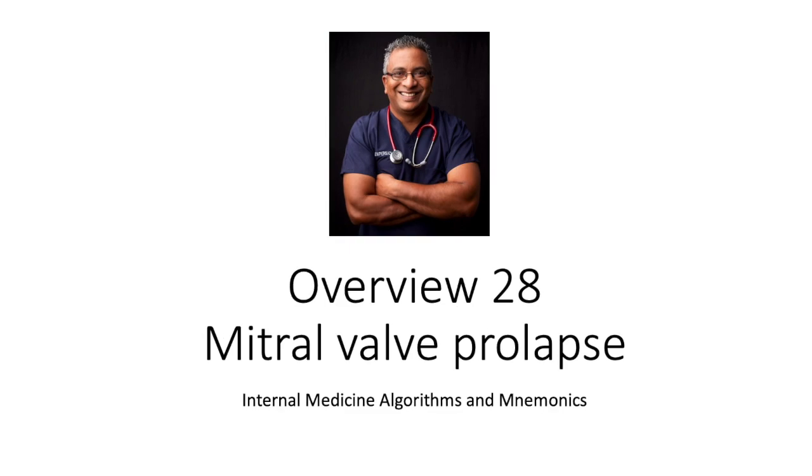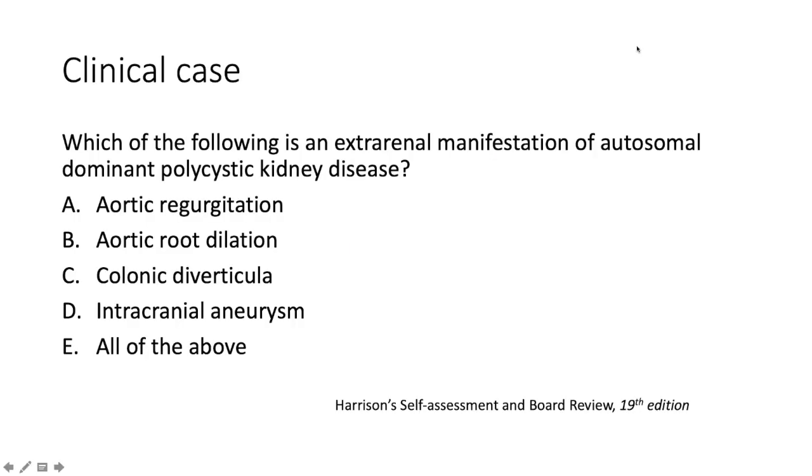Dr. Ryan here. We are addressing mitral valve prolapse today. Okay, here's our clinical case. Which of the following is an extrarenal manifestation of autosomal dominant polycystic kidney disease, ADPKD? Is it A, aortic regurgitation, B, aortic root dilatation, C, colonic diverticula, D, intracranial aneurysm, or E, all of the above?